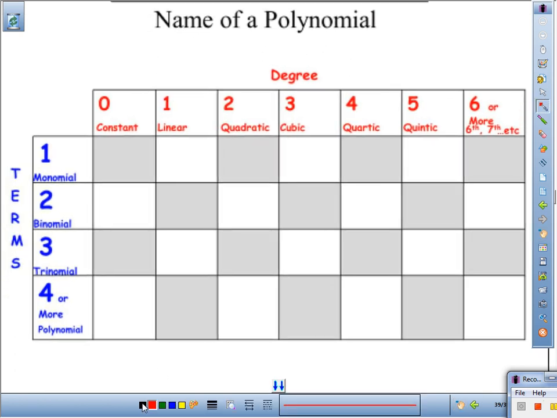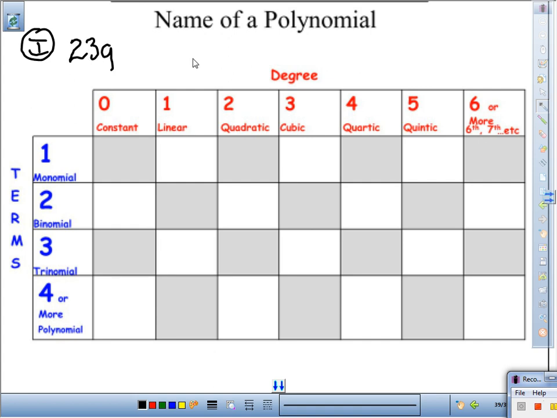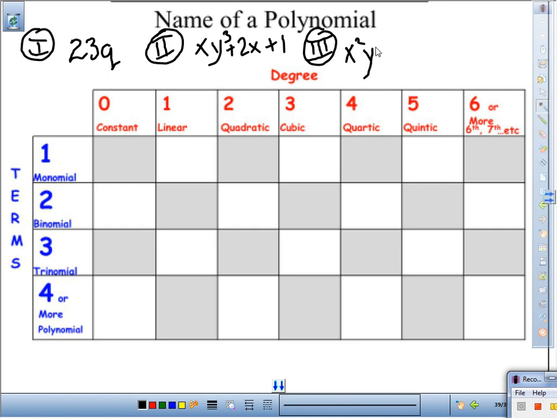All right, here we go. On your paper, write this down. Roman numeral number one. Let's do, on your Cornell notes or wherever you're taking notes, the first polynomial is 23q. Roman numeral number two, let's do x, y cubed plus 2x plus 1. Roman numeral number three, let's do x squared, y. I'll leave it like that. And number four, let's do x to the third, y to the third, plus 3y, plus 2.